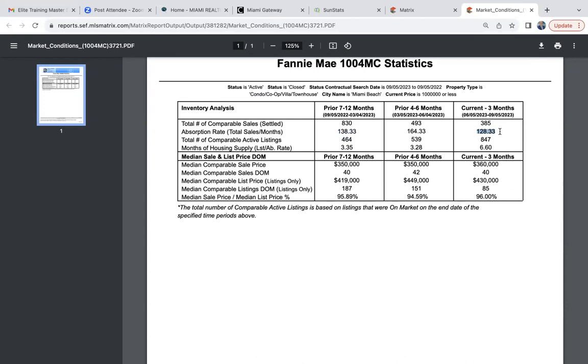All right. So it's not as bad as the single family home in the condo market there in Miami Beach for under $1 million. All right. We definitely have somewhat of a balanced market. It is not yet a buyer's market. However, you can definitely see the trend. We're going to close this out.